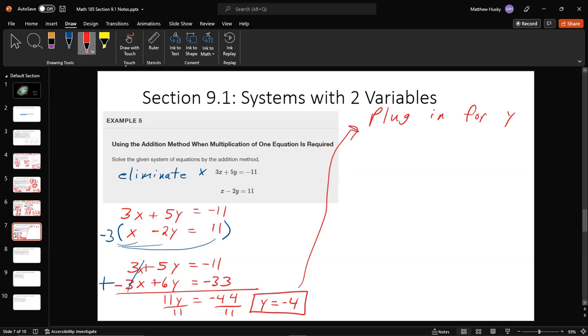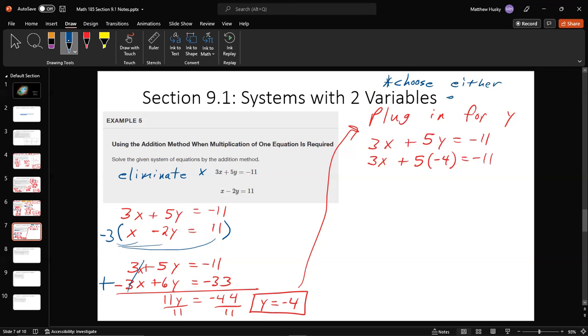Pick your favorite equation. I'm going to pick the top one just because it's first. So if I got 3x plus 5y equals negative 11, we're going to plug in negative 4 right here. And let me just note, you can choose either equation. There's nothing anywhere that says I have to use the top equation.